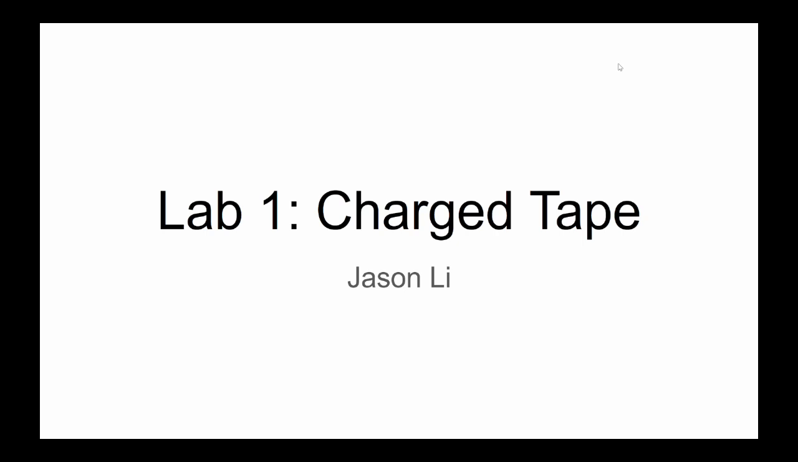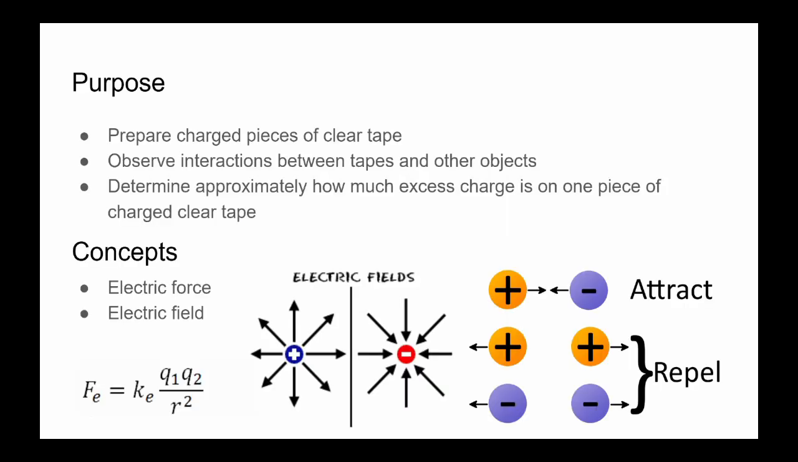So this is lab 1, charged tape. The purpose of this lab was to prepare charged pieces of clear tape, observe the interactions between tape and other objects, whether they be neutral, positively charged, or negatively charged, and to determine approximately how much excess charge is on one piece of charged clear tape so that one piece of tape floats above the other.